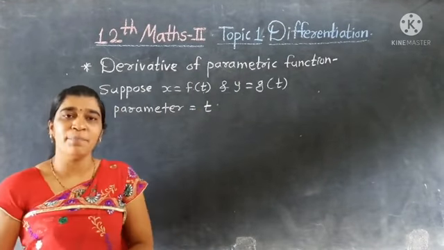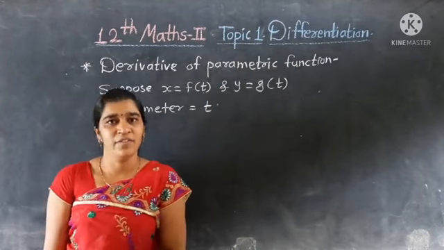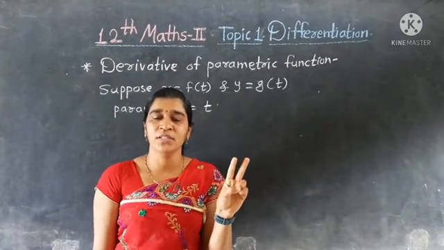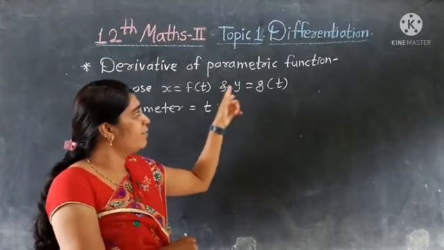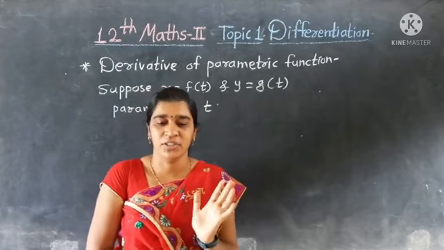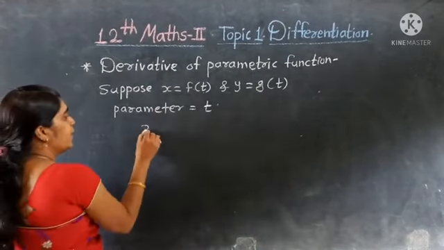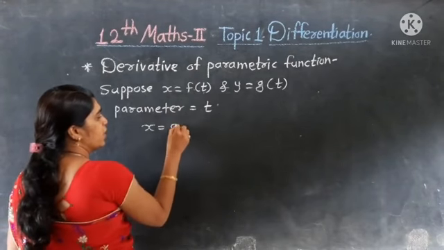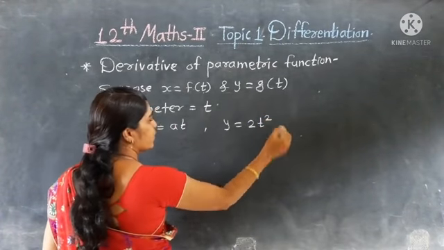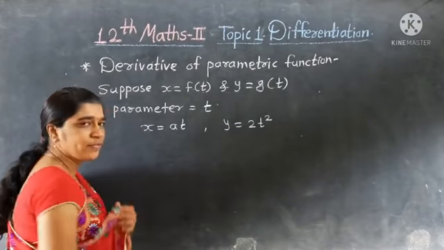Therefore we call t the parameter, and such type of functions are called parametric functions. Okay, understand what is the parametric function? There are two functions, x is a function of t and y is a function of t. Suppose I write here x is equal to, in terms of t, at, and y is equal to 2t square. So here x is a function of t and y is a function of t.